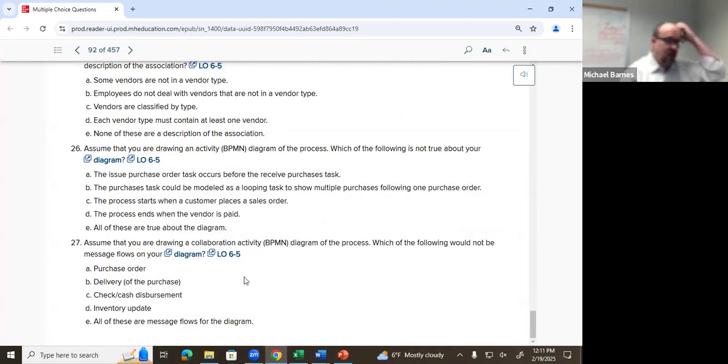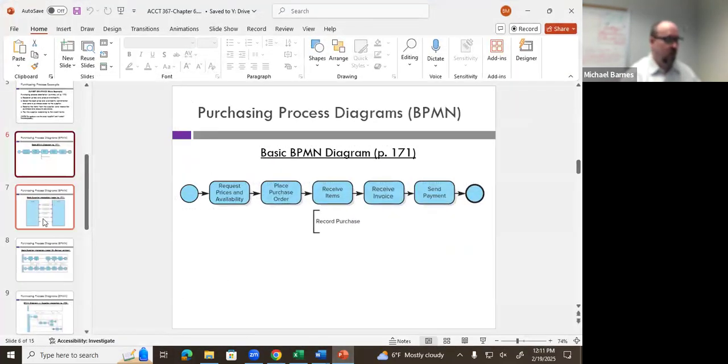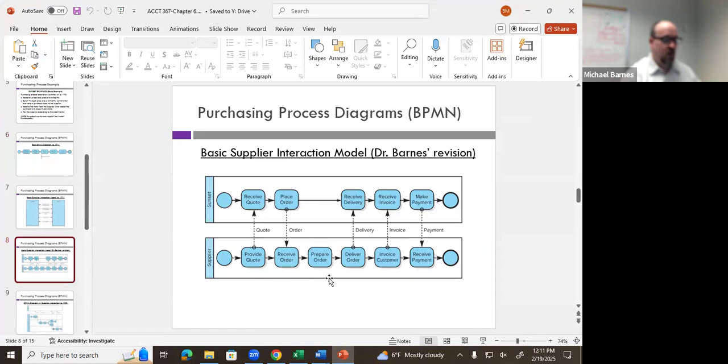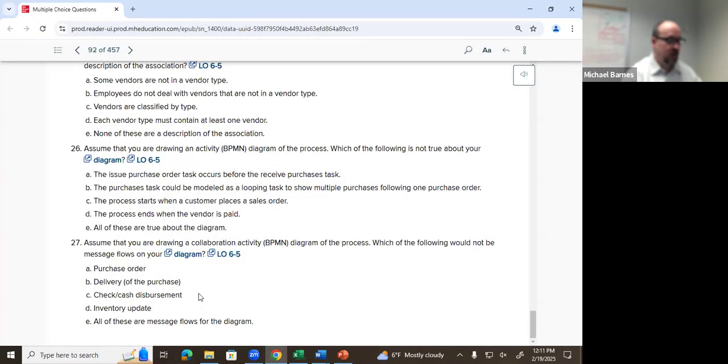All right. Assuming you're drawing a collaboration activity BPMN diagram of the process. Now it sounds really complex, but all this means is that we're collaborating with external parties. We've already looked at a diagram like that. So we're collaborating with our suppliers, all right? Which of the following would not be a message flow on your diagram? So let's just take a look. What are our message flows in our diagram here? Because this is the one we looked at, all right? Got a message flow about the quote, about the purchase order, about the delivery, about the receipt of invoice, and the payment. So let's go through.